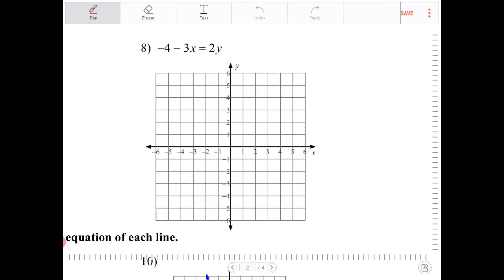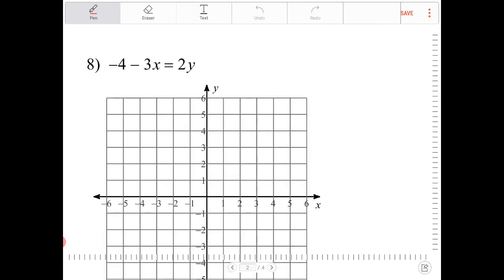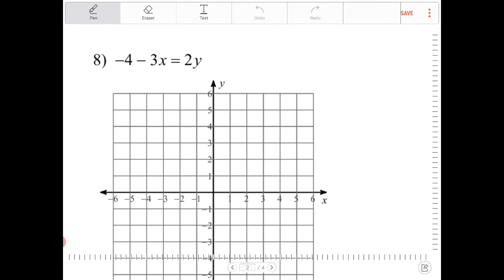All right, so in this example over here, again, we need to graph the equation of this line. And this line, it's written a little strange. We've got to rewrite this, okay? We're going to isolate y here. So what we end up with is, if I divide both sides by 2, I'll end up with (-4 minus 3x) divided by 2 is equal to y.